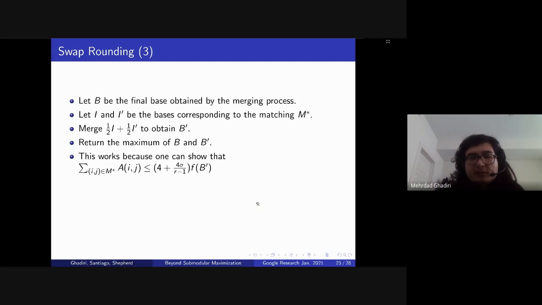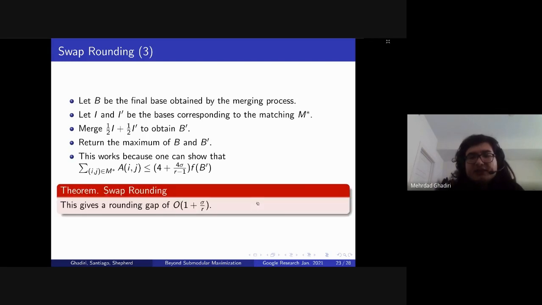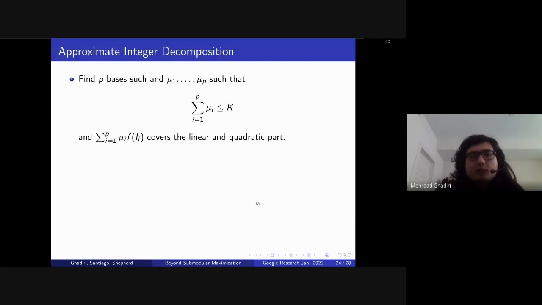And then the whole thing gives us an O of 1 plus sigma over R, a rounding gap. So this is the first rounding method. The second one is based on approximate integer decomposition. I'm not going to go into much detail for this one.